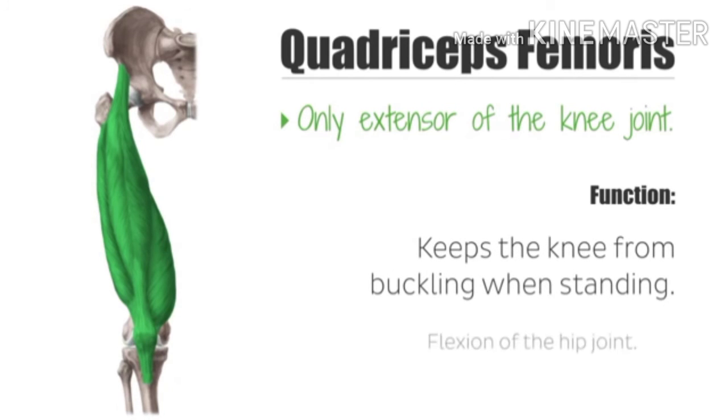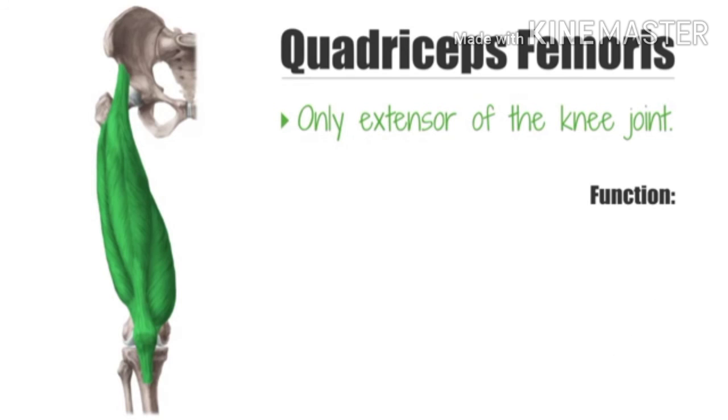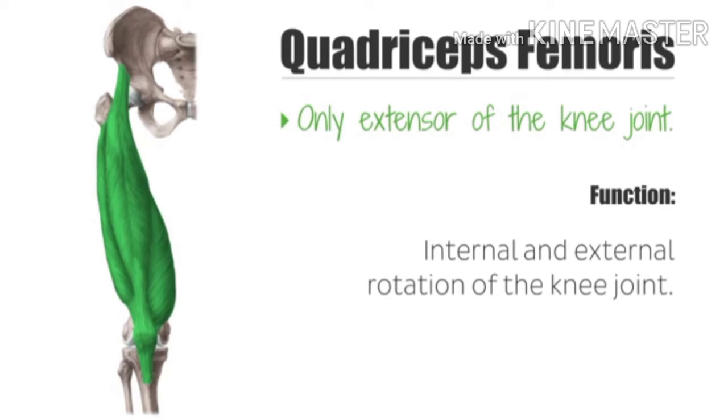Furthermore, the rectus femoris muscle forces a flexion of the hip joint. To a small extent, the vastus medialis muscle is involved in the internal rotation and the vastus lateralis muscle in the external rotation of the knee joint.